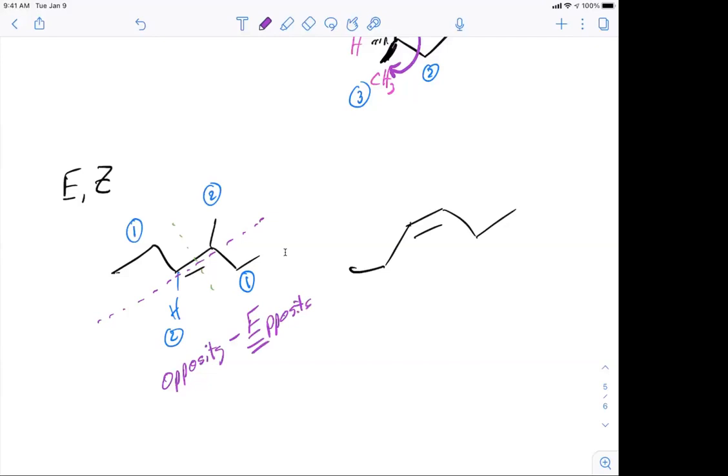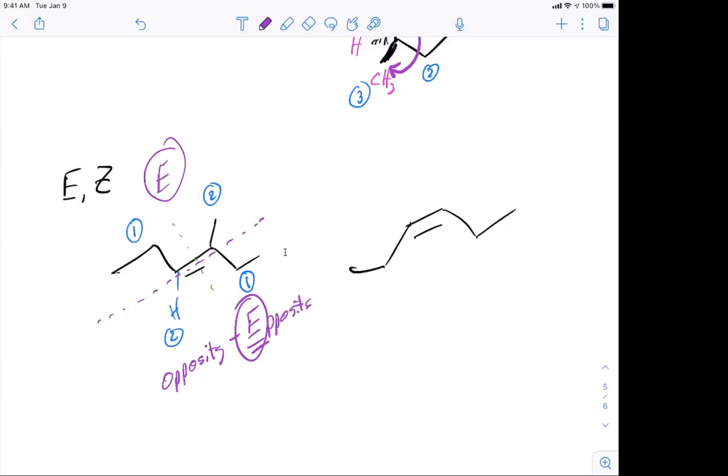All right, so E is going to be opposite, right? And so this would be an E nomenclature, right? Now, could I use cis and trans on this one? I can't use cis and trans because it has 3 substituents. So cis and trans doesn't work on this one. I have to use E.